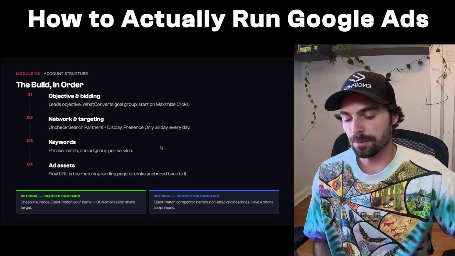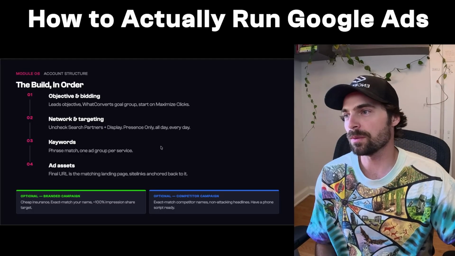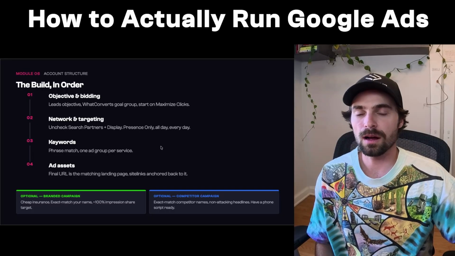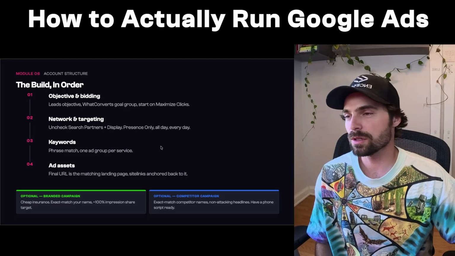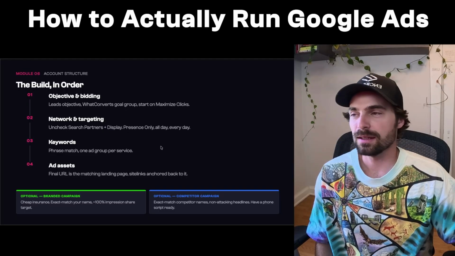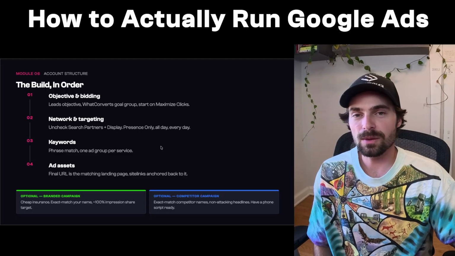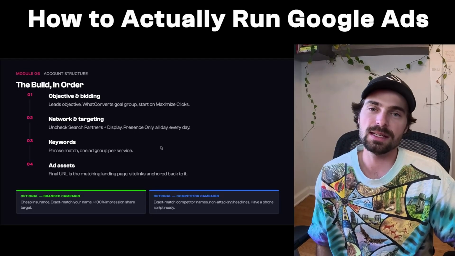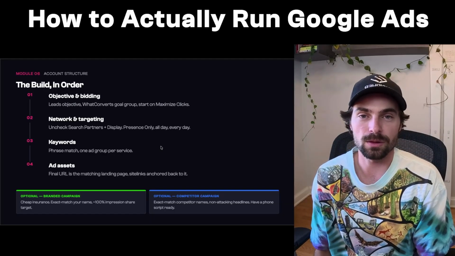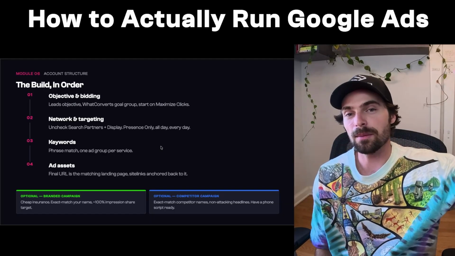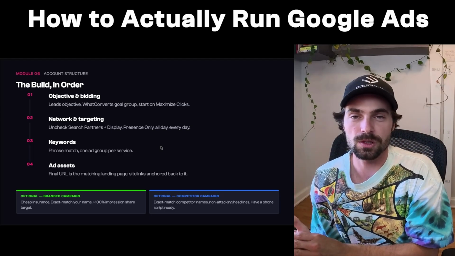So the proper build in order for Google Ads is to set up all of your tracking, okay? Set up what converts. Don't just track leads on a thank you page. Do real good tracking. And then what you do is you have to start on maximize clicks, especially if you have a brand new ad account. Google doesn't know what a conversion looks like for you. So you have to start at the top, get clicks that are then going to convert, and then later you can change your conversion goal.